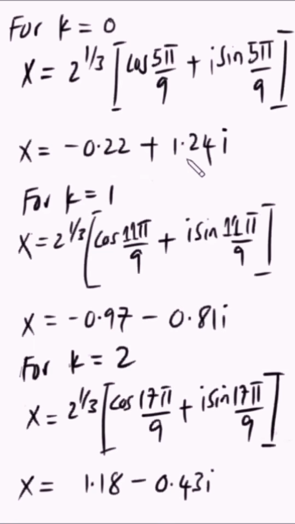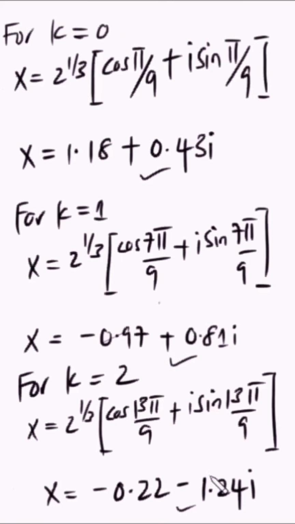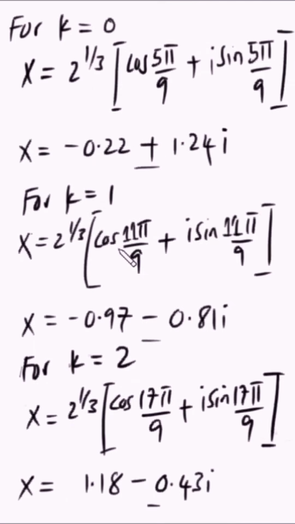For k equals to 0 nitapata hii negative 0.22 plus 1.24i. For k equals to 1 nitapata negative 0.97 minus 0.81i. Na for k equals to 2 nitapata 1.18 minus 0.43i. Notice hizi roots tatu huku ni conjugate ya hizi roots tatu huku nilizozipata huku mara ya kwanza. Yeah, so hizo ndo the 6 roots ya ile polynomial.